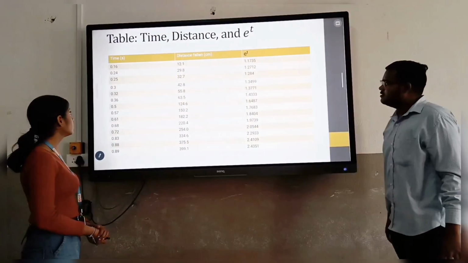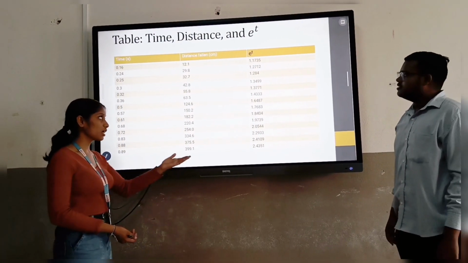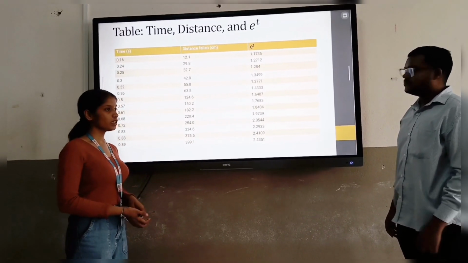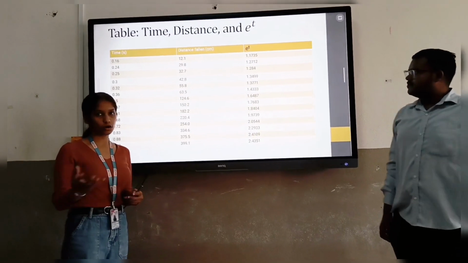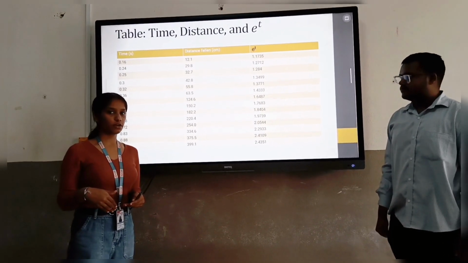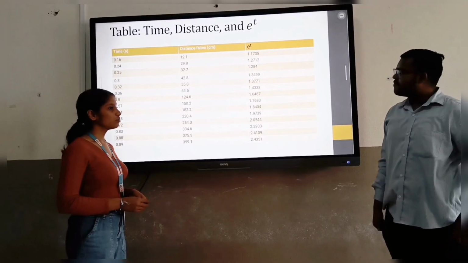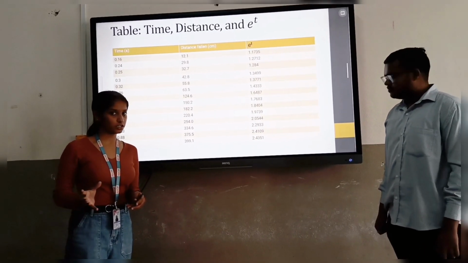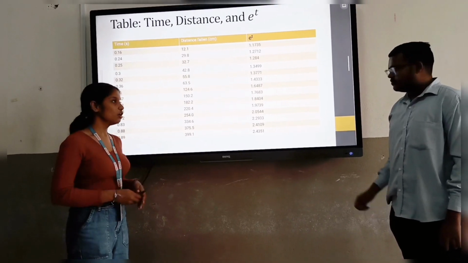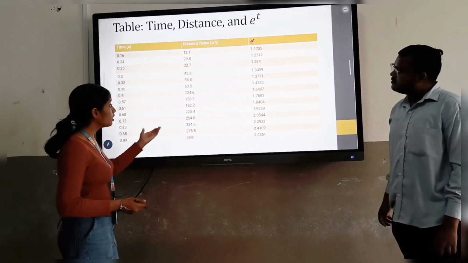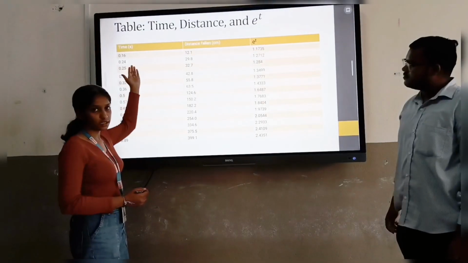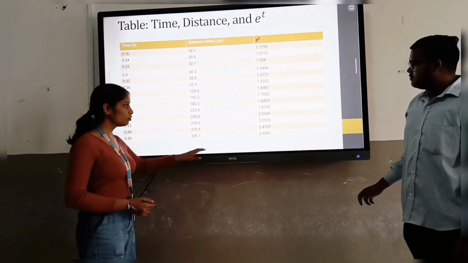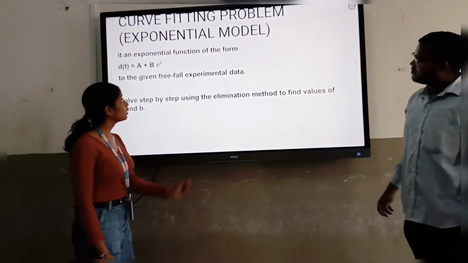Now we are provided with values such as time and distance, and we have taken an exponential form of that, that is e raised to t. Free fall means an object falling under the influence of gravity, and we have to find the time taken to travel a particular distance at an instant. We will consider time as x, distance as y, and e raised to t. So we'll move forward to the calculations.